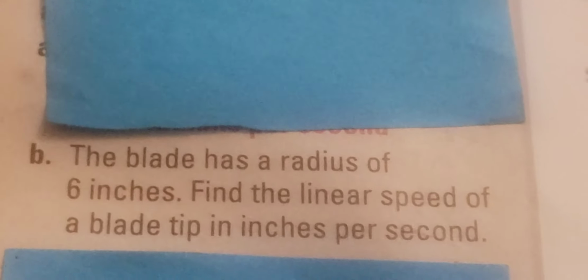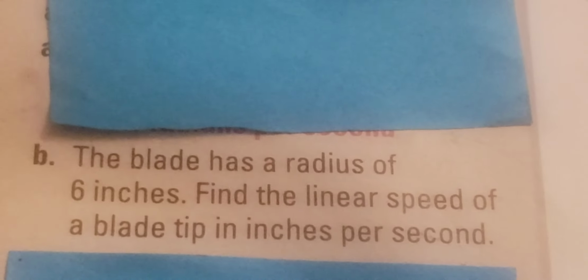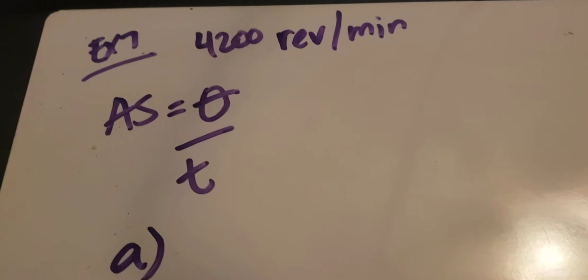In part A, we're going to find the angular speed of the blade in radians per second. Okay. And that's part A. So let me show you part B. Okay, in part B, I'm trying to cover the answers, guys. In part B, they want the blade has a radius of 6 inches. Find the linear speed of a blade tip in inches per second. Okay. All right. So now let's get started.